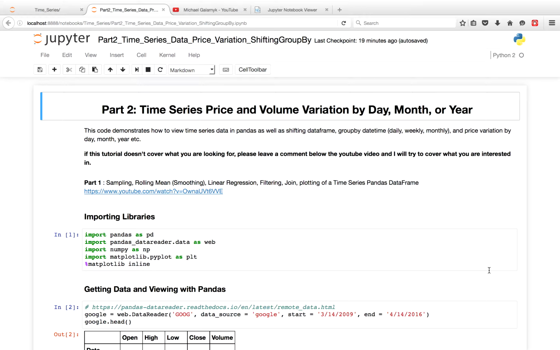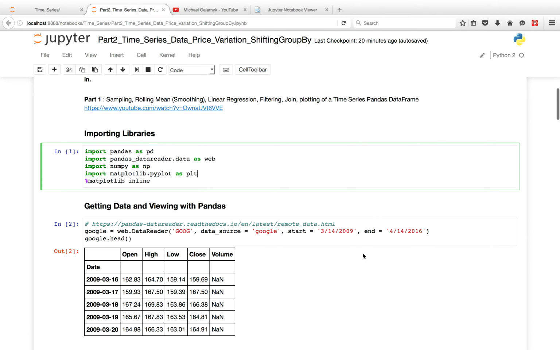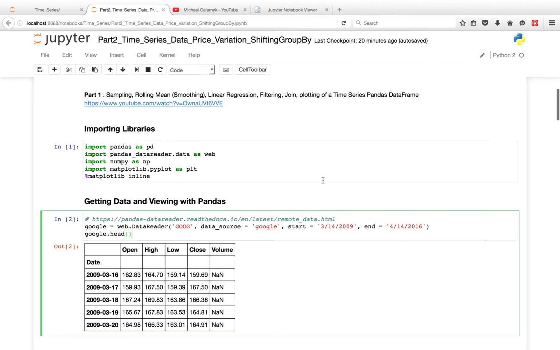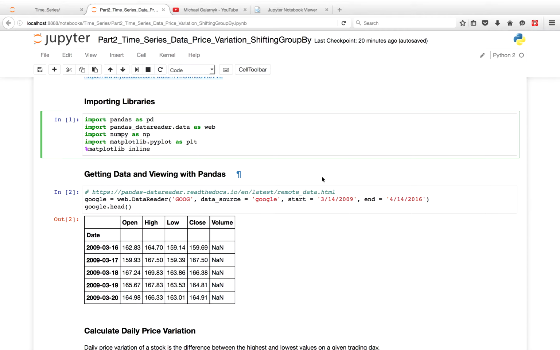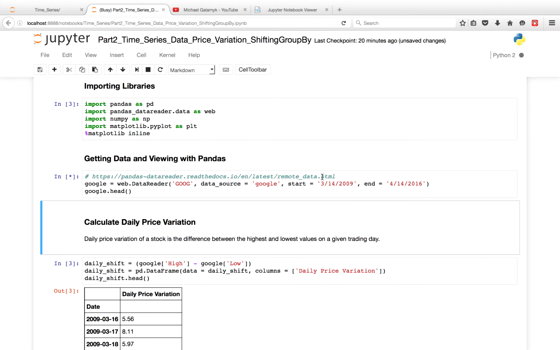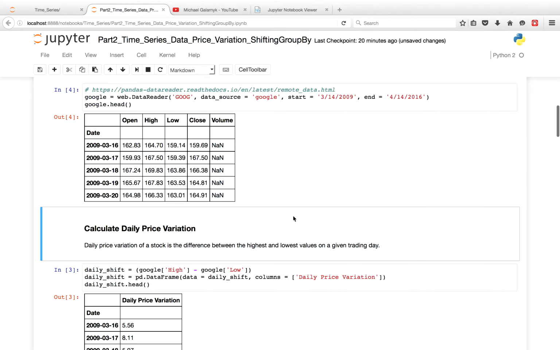So the first thing we're going to do is get our data back again. If you've seen part one of this tutorial series, we went over sampling, rolling mean, in other words smoothing our data, basic linear regression, filtering our data frames, a simple join, and we went over plotting our time series data frames. So the first thing from part one is importing our libraries and getting the data again. This is the same thing as always.